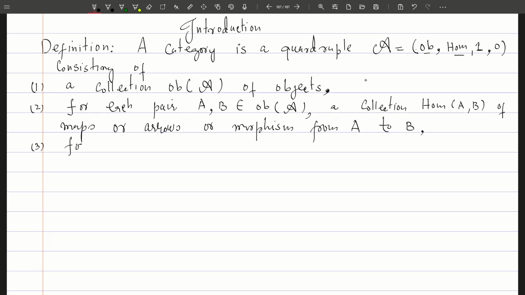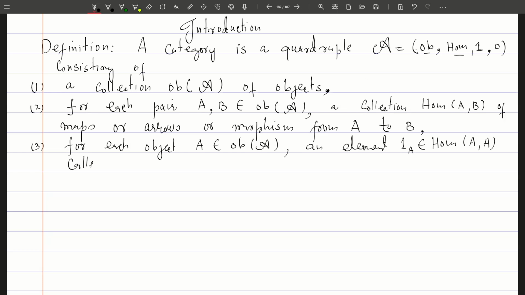For each object, say A in fancy A, we have an element 1 sub A, which is a morphism from A to A, called the identity map on A.